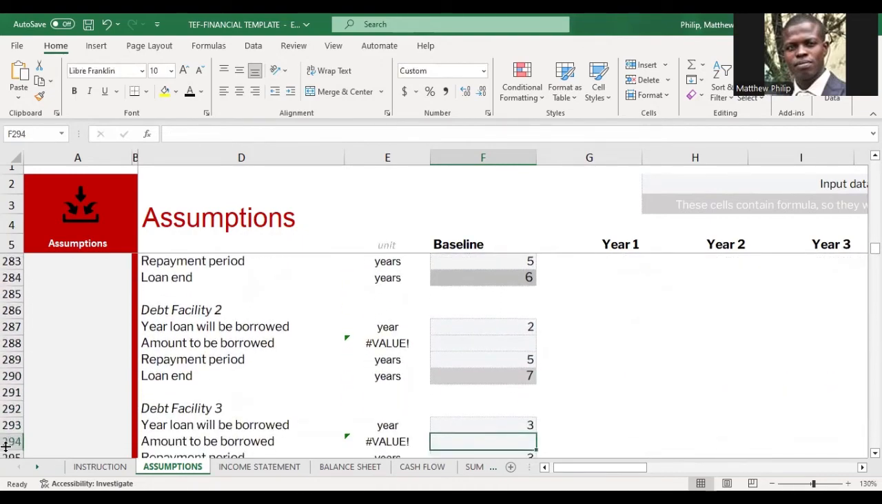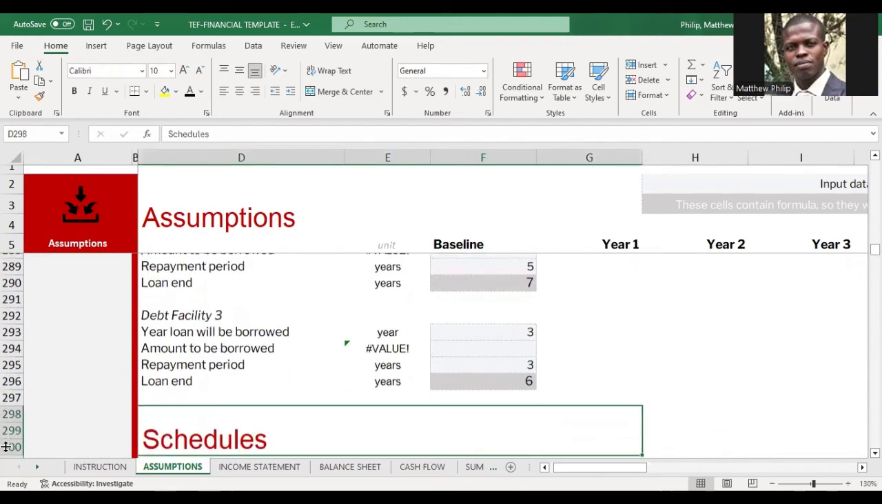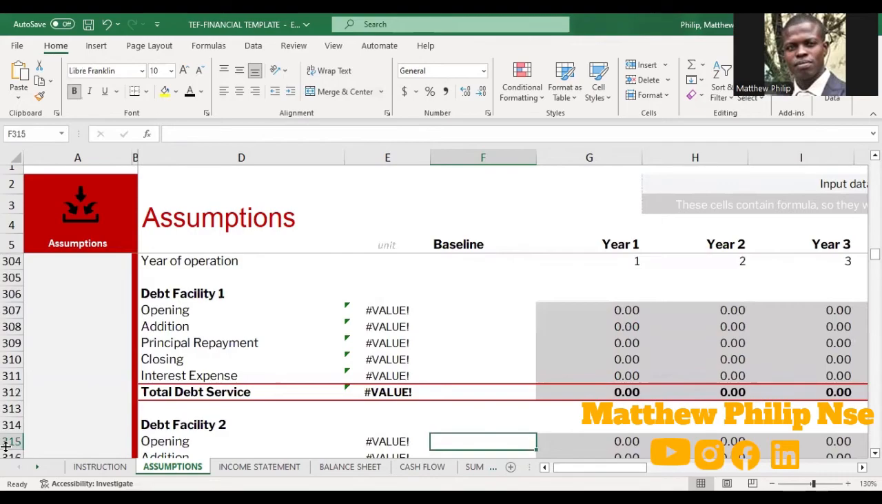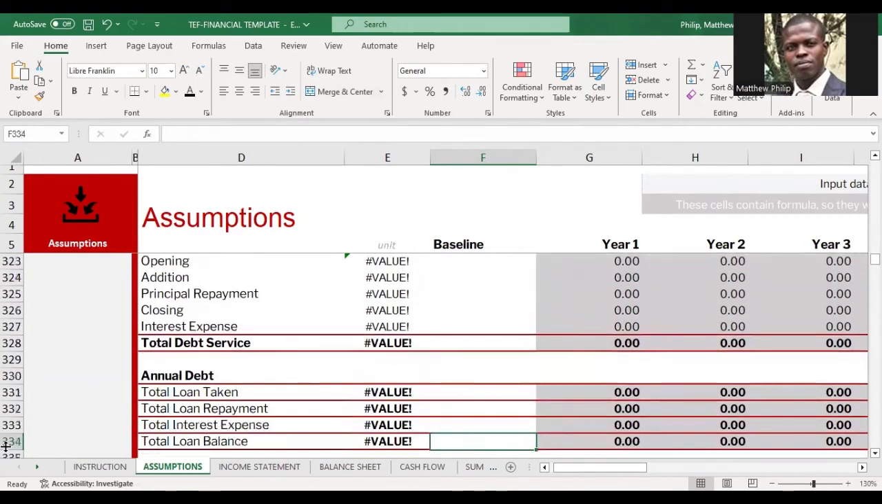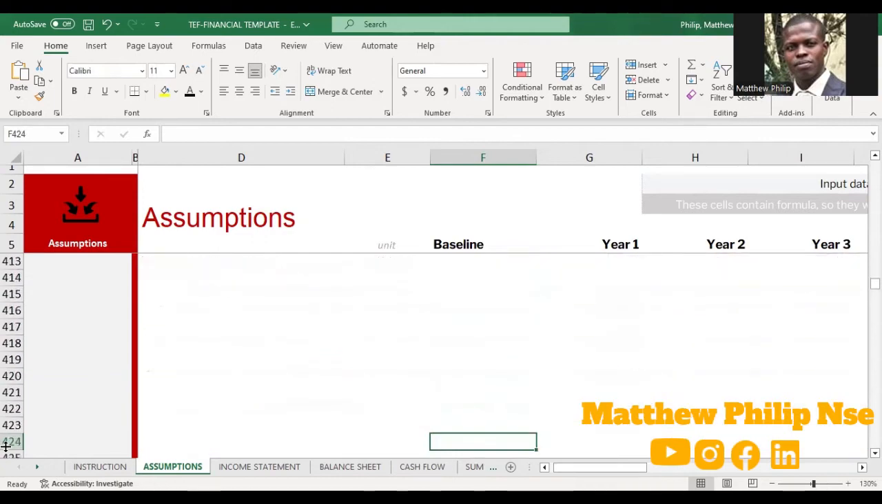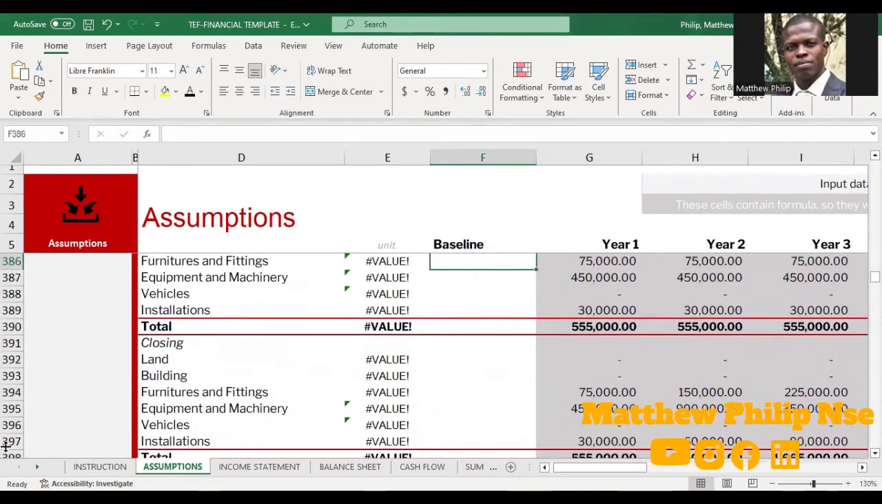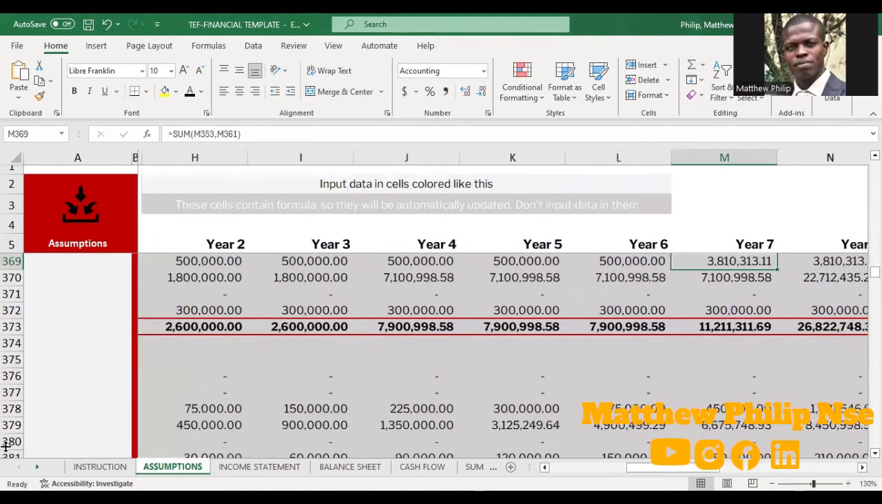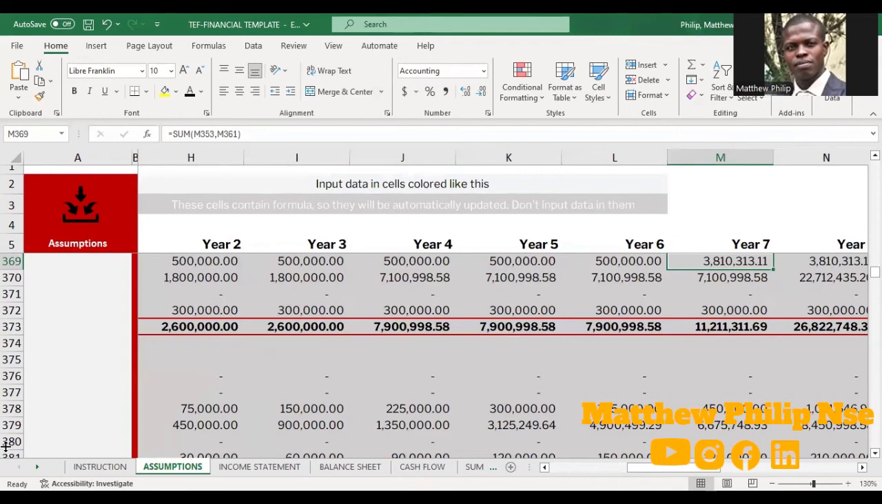The same is applicable depending on the year that the loan is coming in. If you're not bringing in a loan, just leave it blank. We are done with the financial template. But here is the trick. Do not jump at going to submit it. Please don't do that. You need to check. That checking is very, very important to be sure that everything aligns.